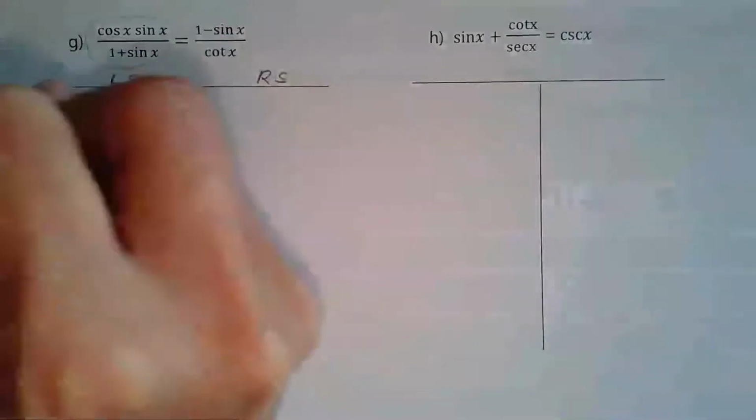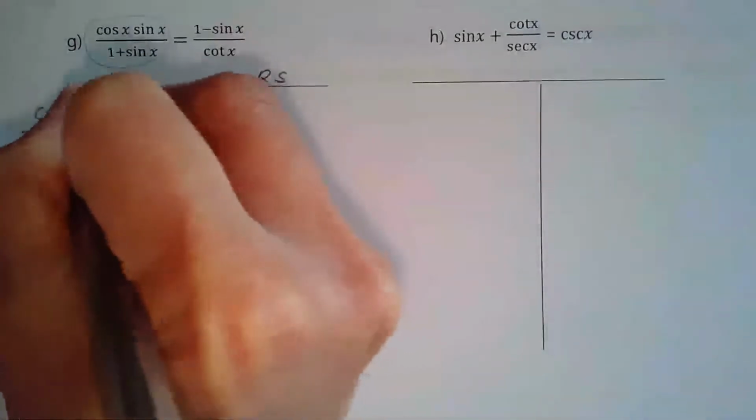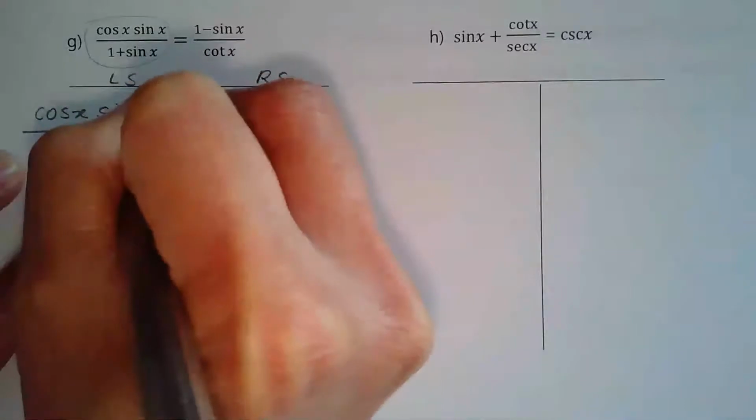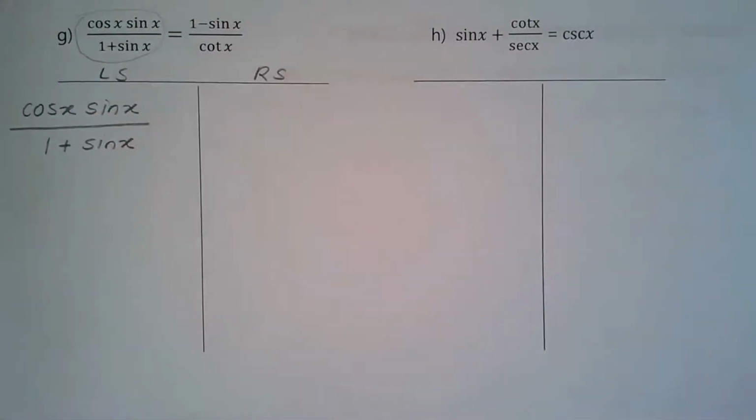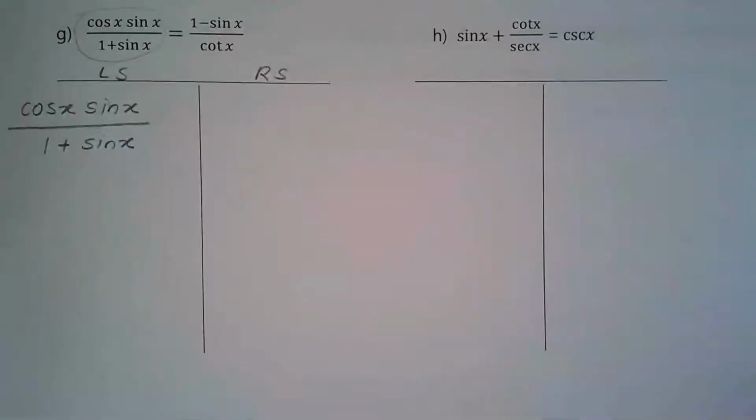Cos of x times sine of x divided by 1 plus sine of x. Okay, so in this particular case, nothing cancels. Nothing cancels in here.